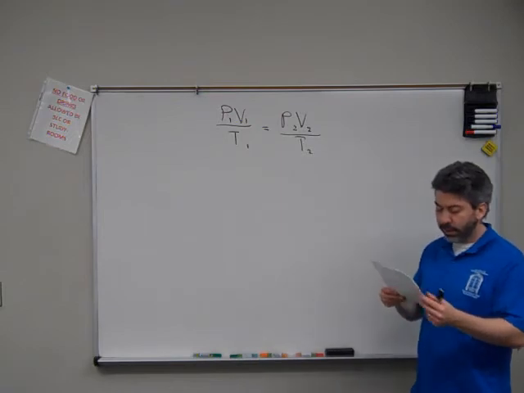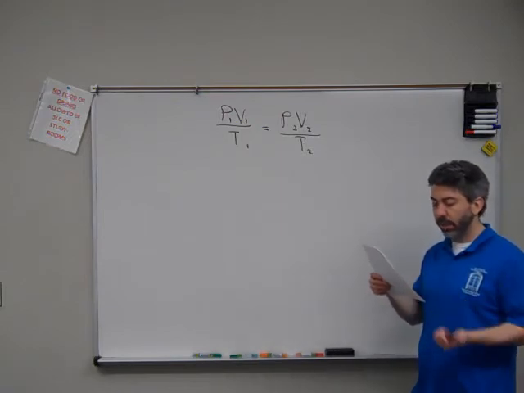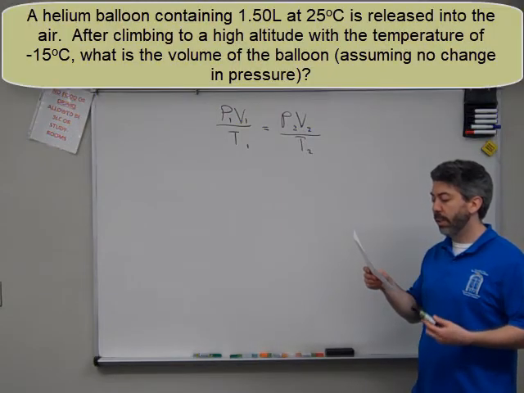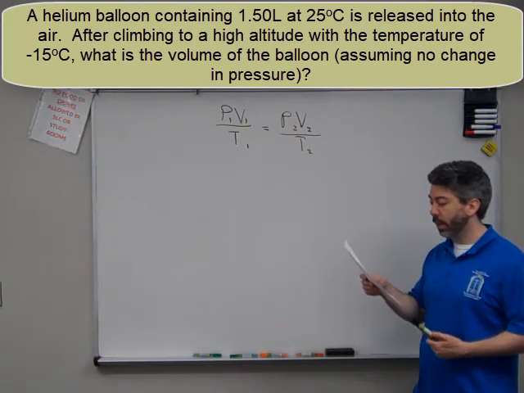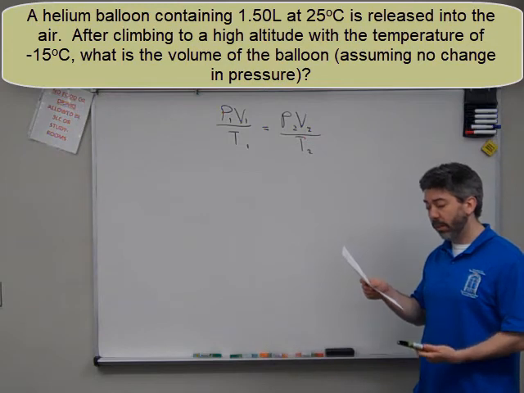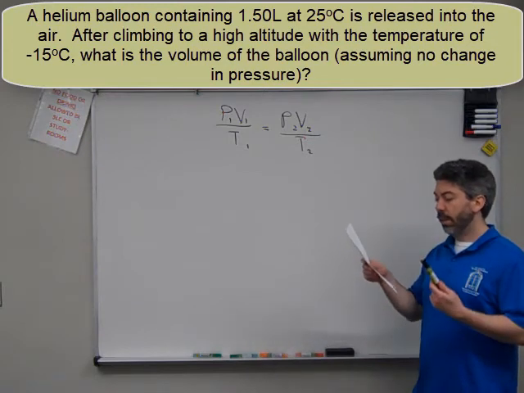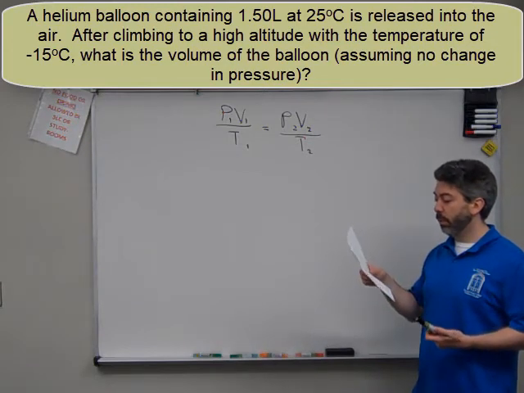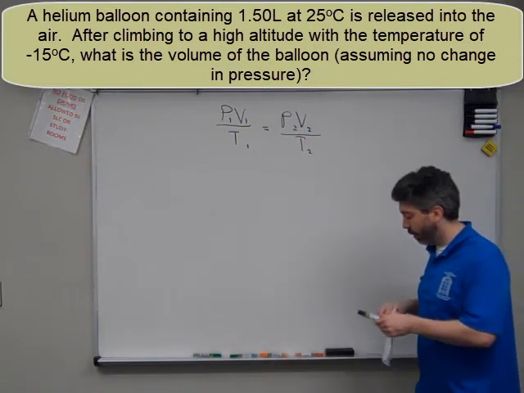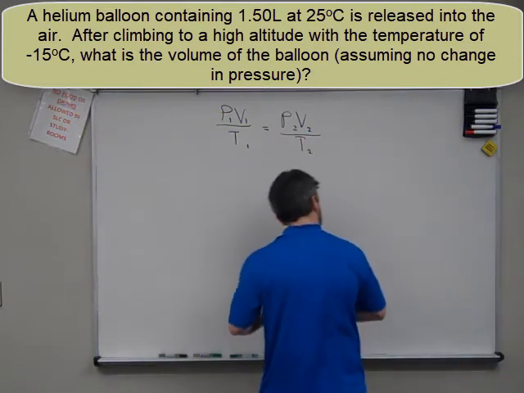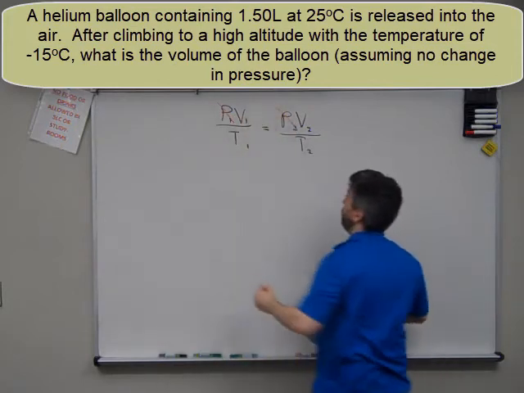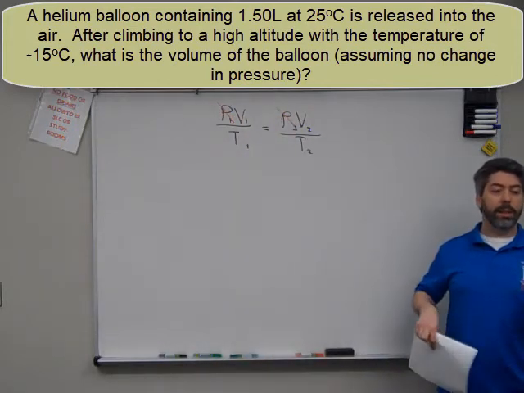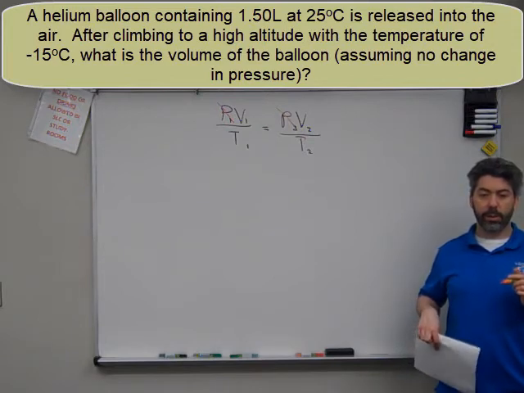So in this case, let's take a look at number 1 from the gas law section. It says a helium balloon containing 1.5 liters at 25 degrees Celsius is released into the air. After climbing to a high altitude where the temperature is negative 15, what is the volume of the balloon? Assuming no change in pressure. So we're assuming no change in pressure. It means the pressure is going to be constant. We're going to ignore that piece. It's just going to be V1 over T1 is equal to V2 over T2.